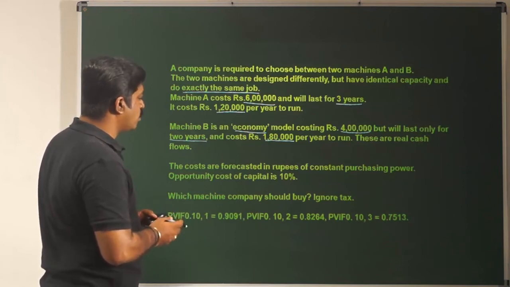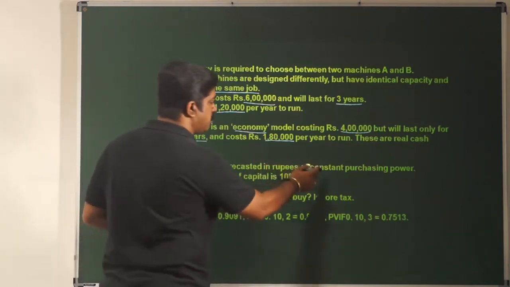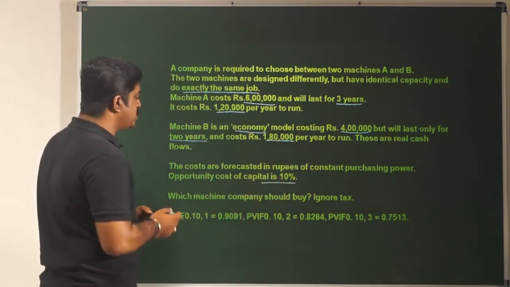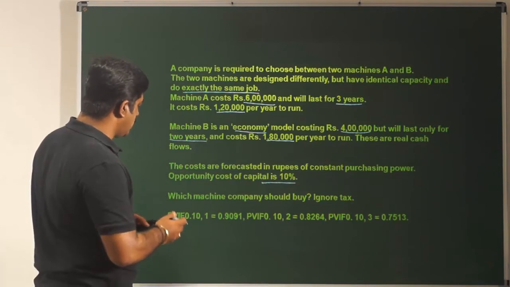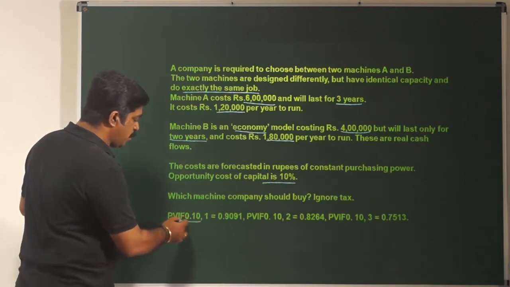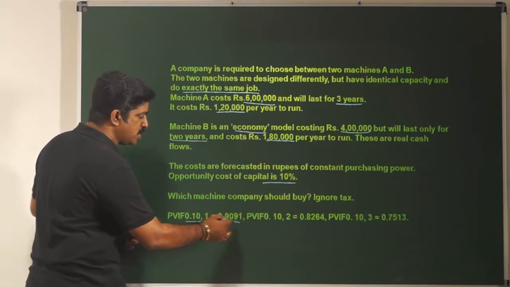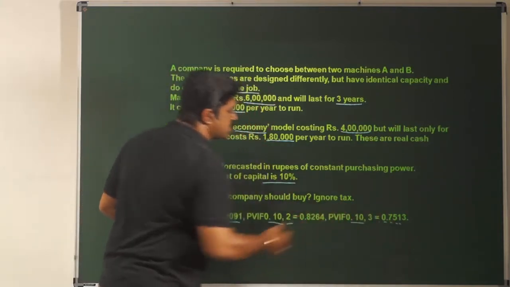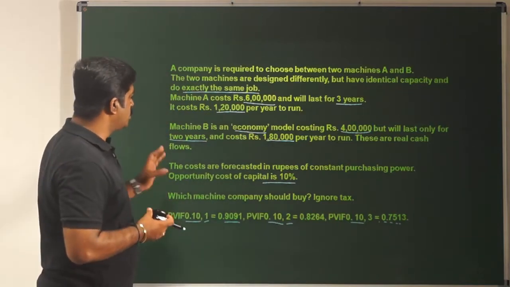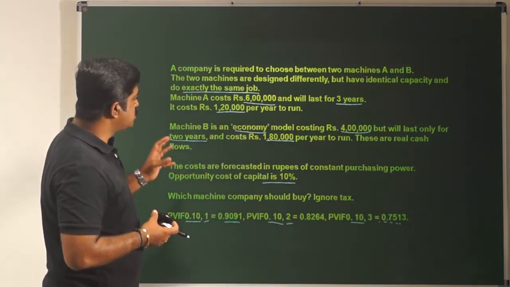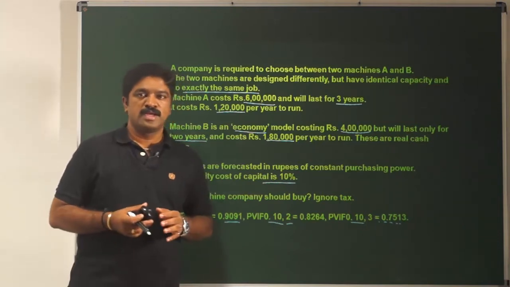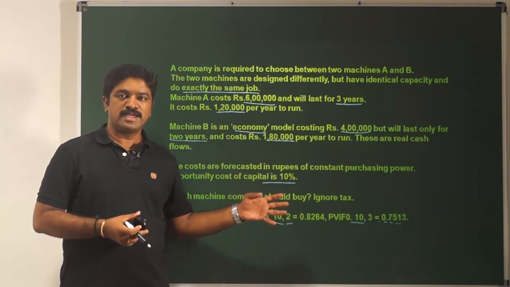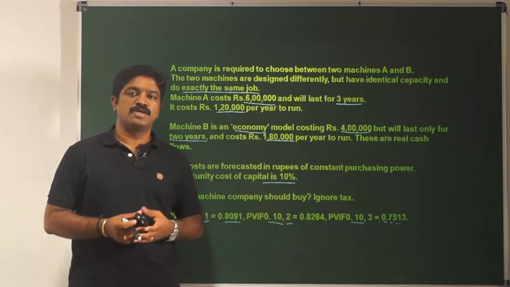The costs are forecasted in rupees of constant purchasing power. Opportunity cost of capital is 10%. Which machine should the company buy? Ignore tax, and we have PVIF at 0.10 for year 1, year 2 and year 3. So we have all this information. Now with this, we have a task to select the best machine. We have to select machine A or B by taking its cash flows into consideration.